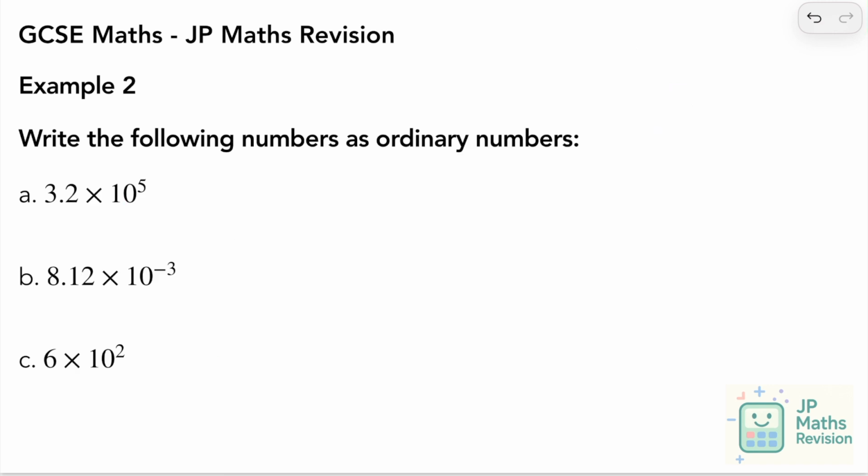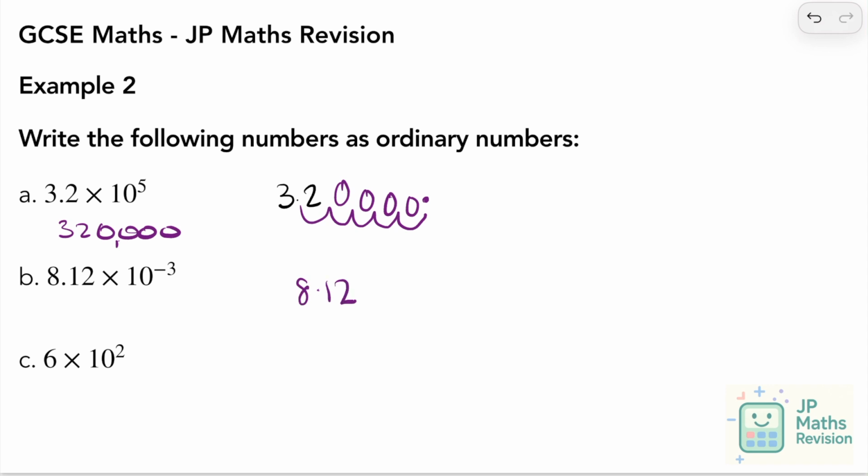So these ones we have to convert back to ordinary numbers. So we have 3.2 times 10 to the power of 5. So what we're going to do is move the decimal place 5 spaces to the right. So we have 3.2 and it's been moved 1, 2, 3, 4, 5 spaces. So it's now here. And we fill in all of the gaps with zeros. So the answer to this one is 3, 2, 1, 2, 3, 4 zeros. So that is 320,000.